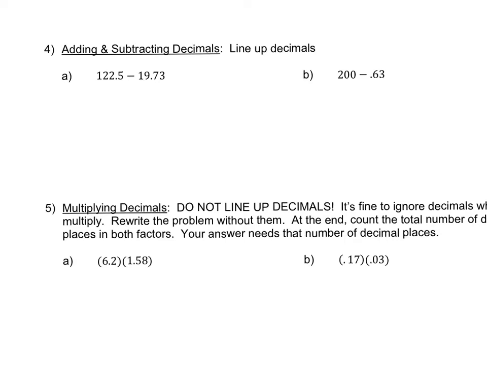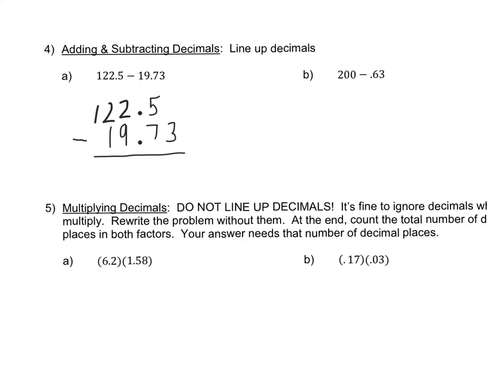On this next page, we are going to review adding, subtracting, and multiplying decimals. For adding and subtracting, this is the only time that we line up decimals. So here we have 122.5 minus 19.73. I need to get that minus sign written on there.